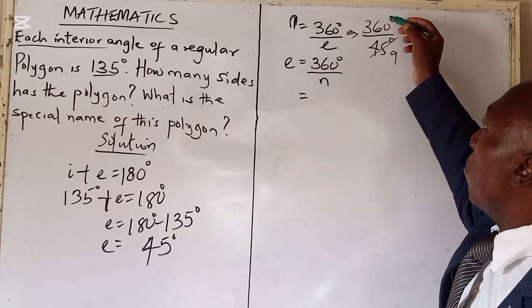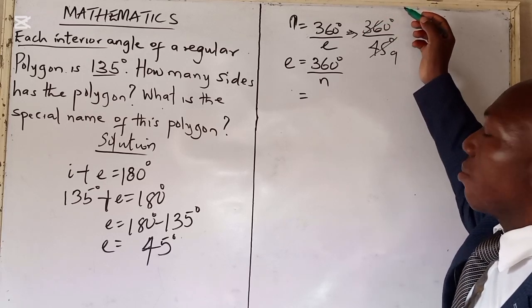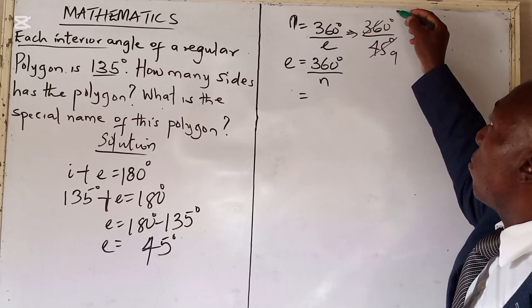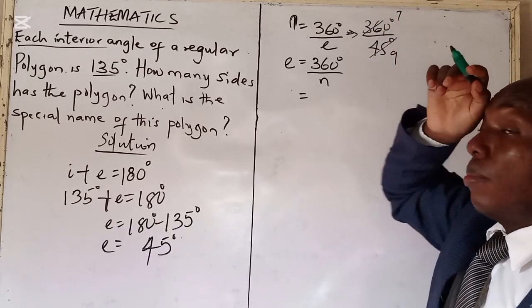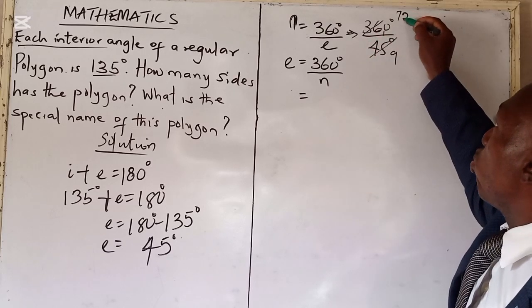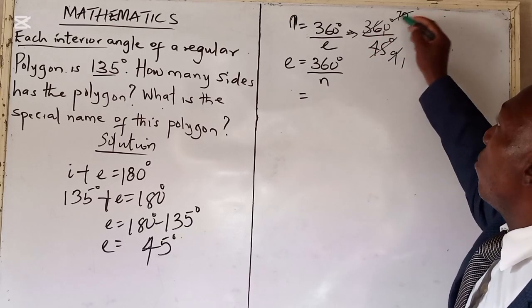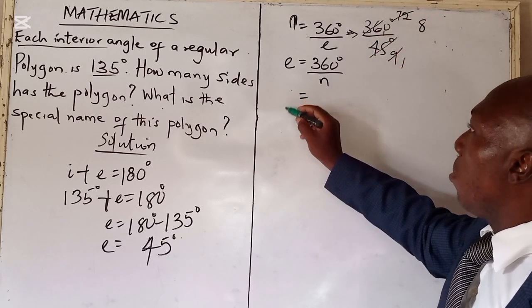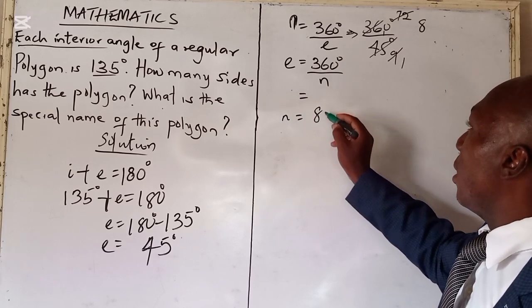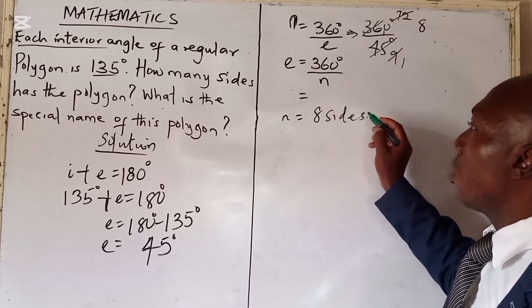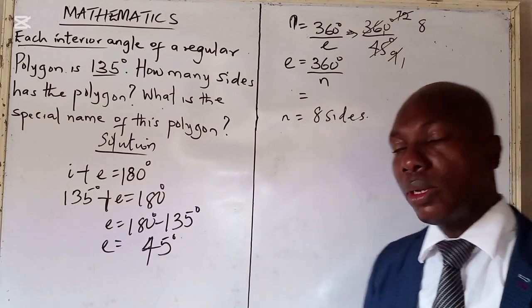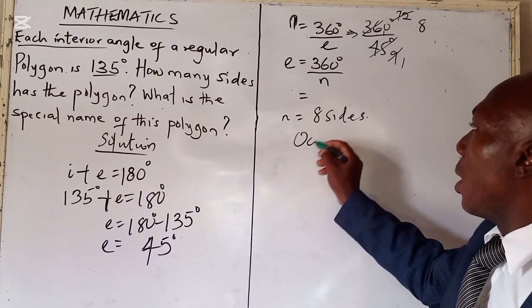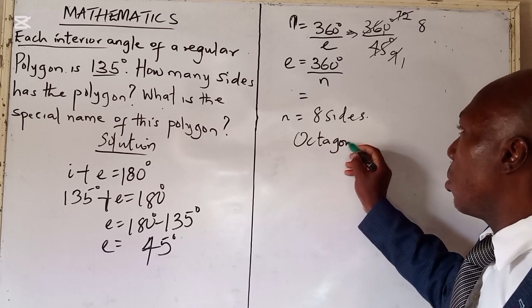So when we divide very well, 5 in 36. That's 7. That's 35. Remember 1. 5 in 10 will give you 2. 9 here 1, 9 is 72, 8. So the number of sides, n, is 8 sides. So what is the special name of the polygon? An 8-sided shape is called an octagon.